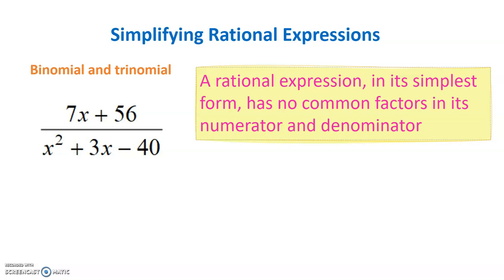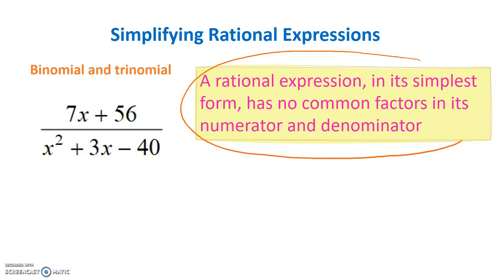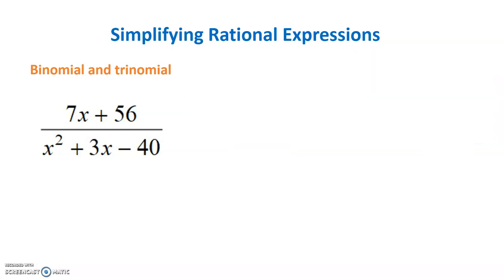Here we have a rational expression as a binomial and a trinomial, and we're going to simplify it. Now remember that a rational expression in its simplest form has no common factors in its numerator and denominator. So we need to have a look at the numerator and denominator separately. I'm going to do the numerator first, and we always remove a common factor.